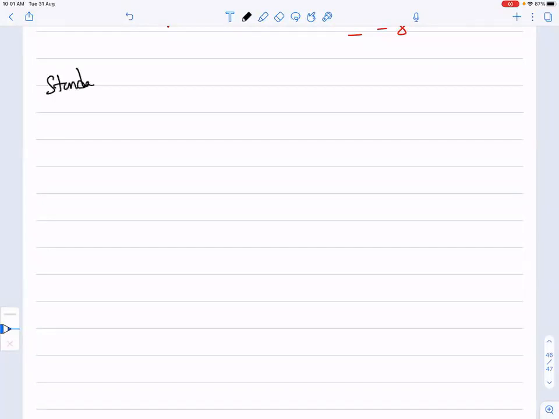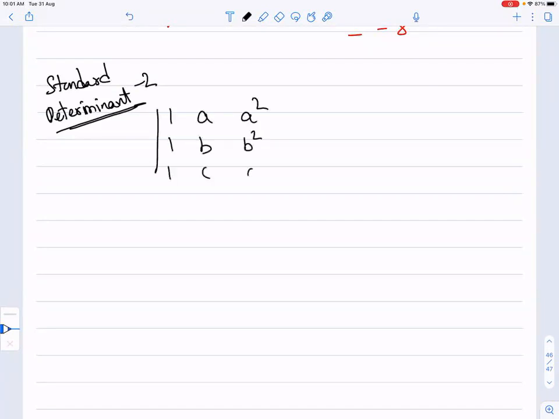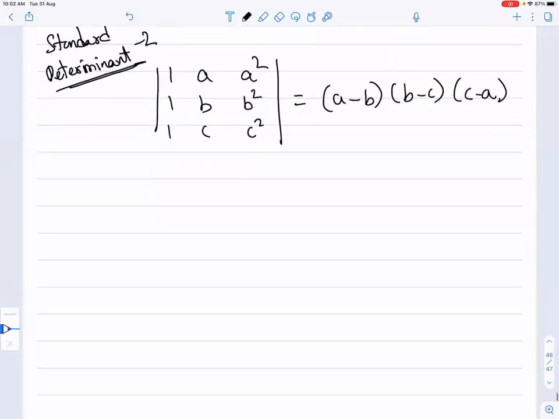Standard determinant two. This is 1, a square; 1, b square; 1, c square. ये आपको दिखता है, इसका आंसर है a minus b, b minus c, c minus a. Proving is काफी simple. ध्यान से देखो.